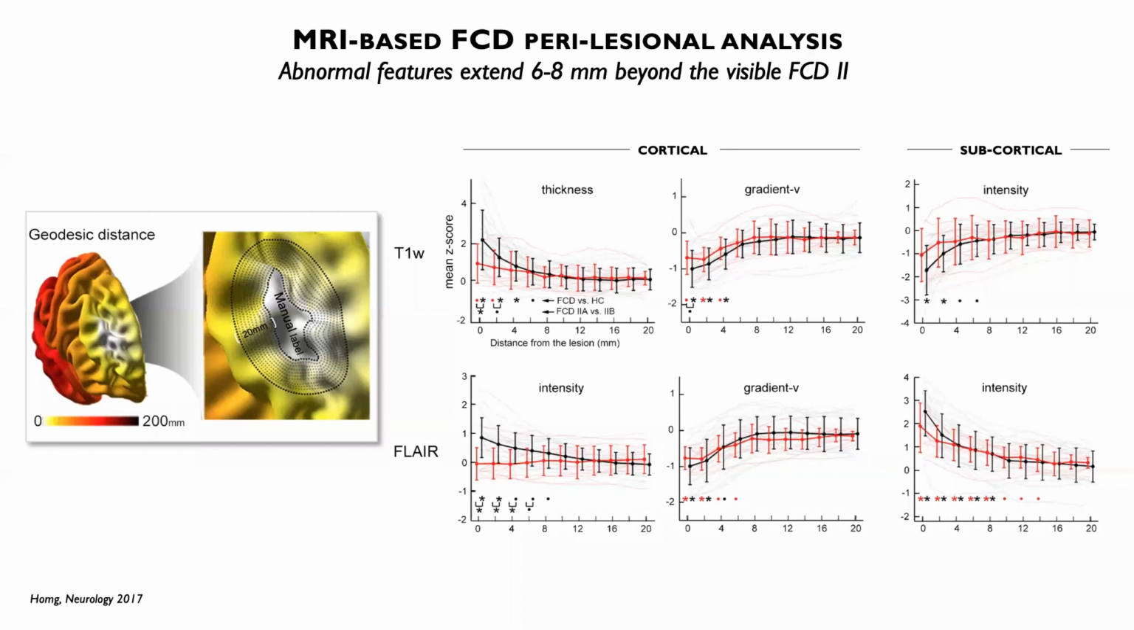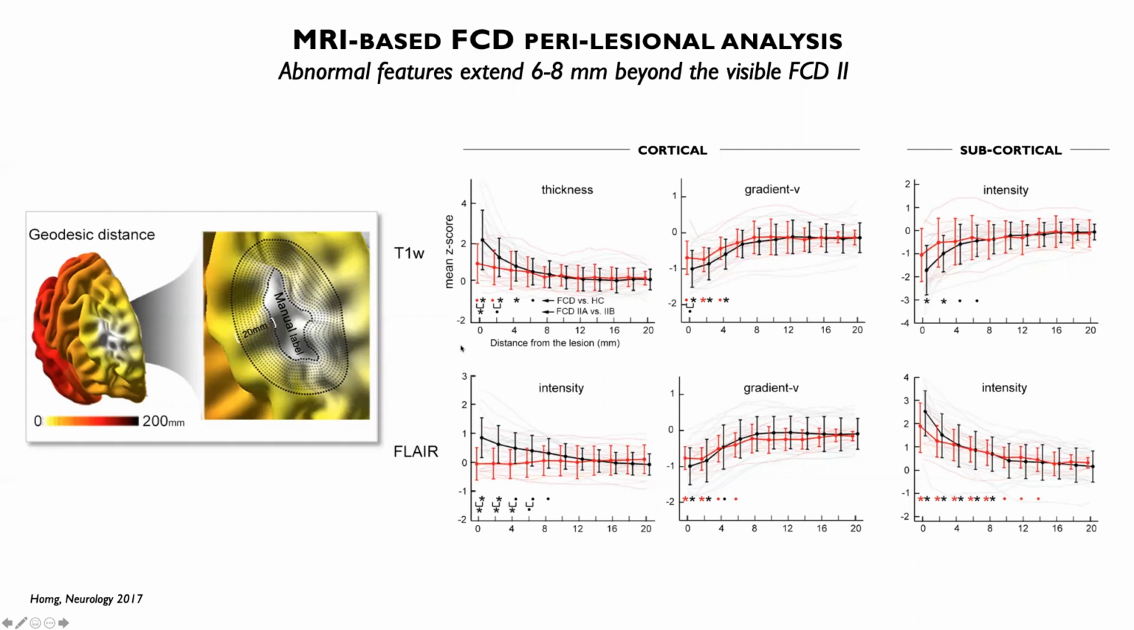Besides detection, another critical issue in FCD is to capture the extent of the lesion, particularly for surgical purposes. To study regions adjacent to the visible lesion, we can use methods such as geodesic distance mapping. In the graph, 0 represents the boundary of the visible lesion as manually labeled on MRI by expert observers. The vertical axis displays the feature normalized with respect to healthy controls at the same anatomical location.